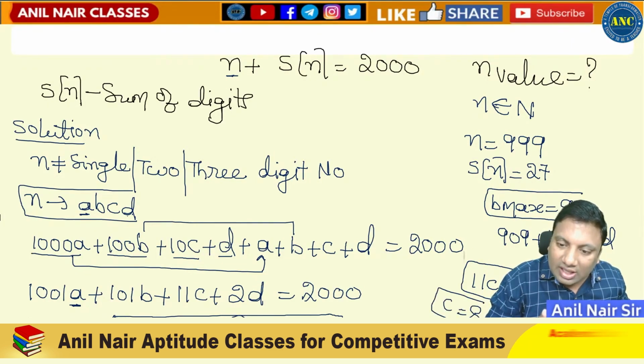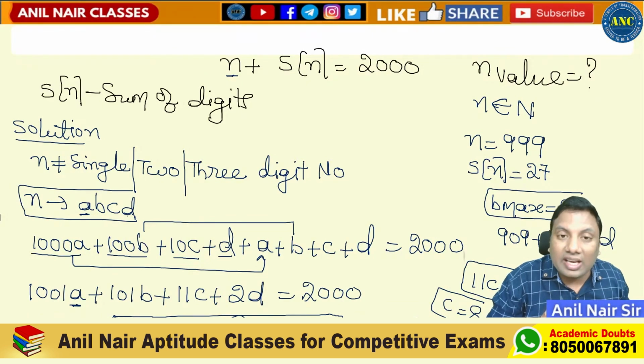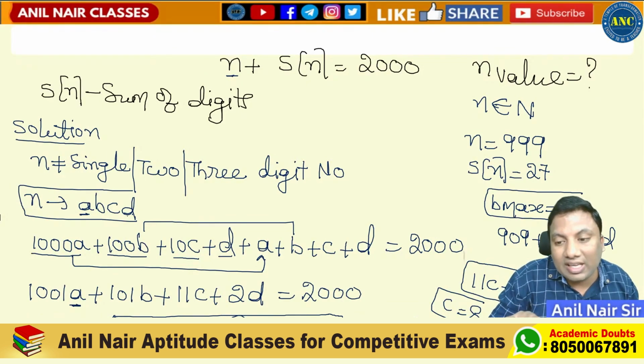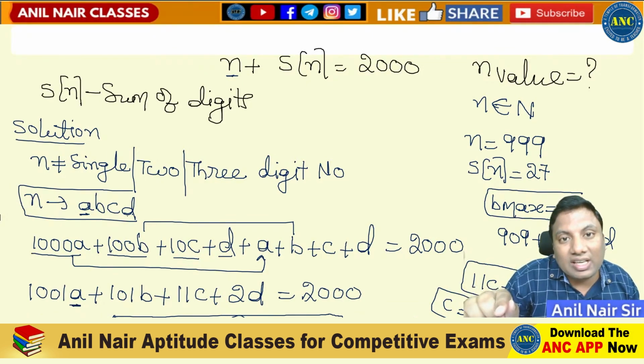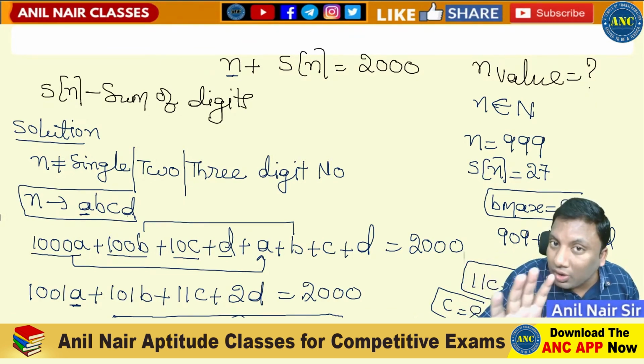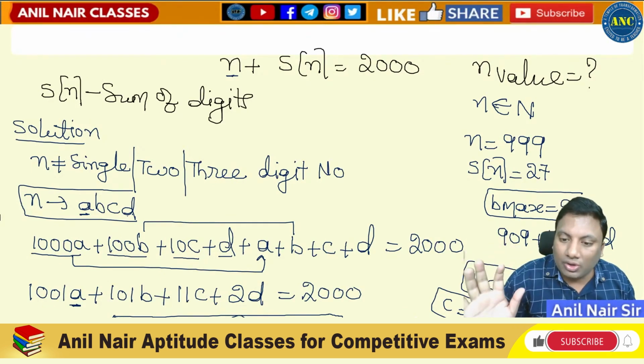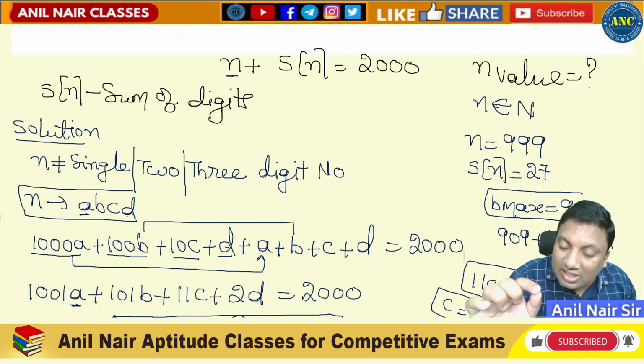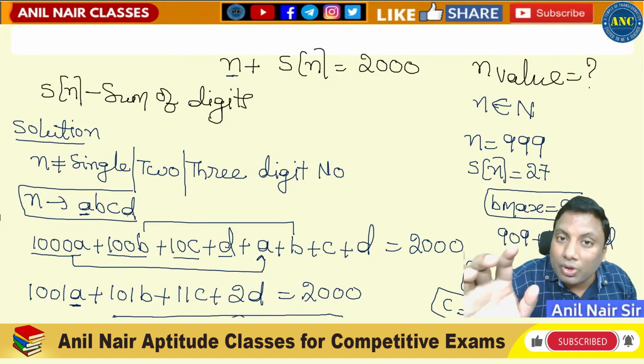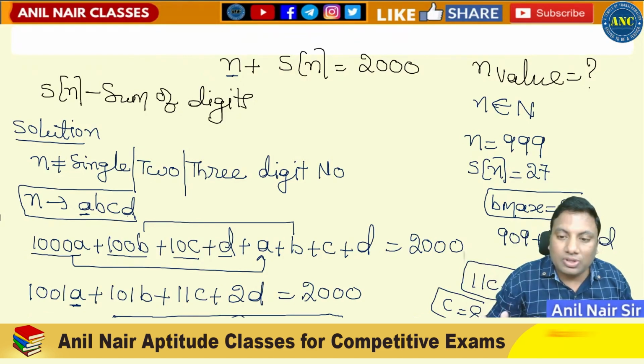11 into 8 is 88, so 2D will be 2. Can C take 7? 11 sevens are 77. 90 minus 77 is 13, and D would be 13 by 2. D is a digit, meaning it can take any value from 0 to 9. So can C take 6? 66, 2D will become 24, D will become 12. D should range from 0 to 9.